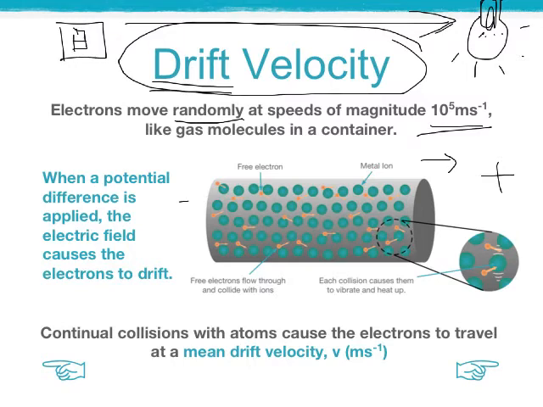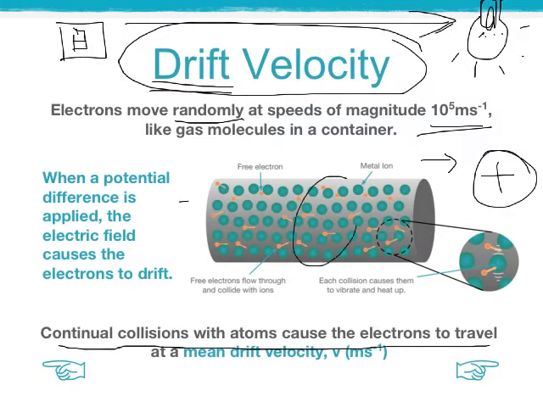Why are they so slow? Because there are still continual collisions with the atoms, okay? So not only are they being pulled in this direction, but they're still colliding madly with each other, so that resultant drift will be towards the positive, but it's actually really, really slow. What we're going to look at is how to work out the mean drift velocity. How quickly do they move through the wire?